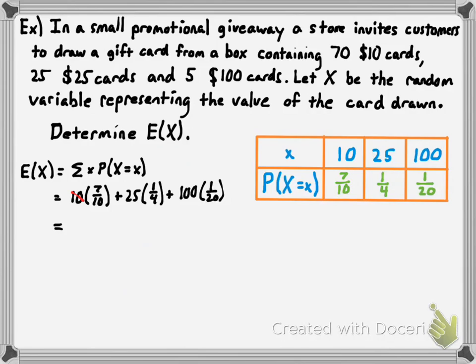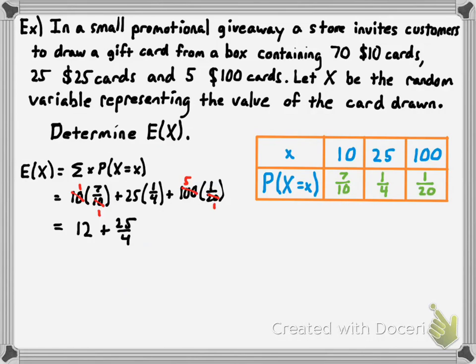Now we can do some canceling in places to make the math a little bit easier. Those 10s will cancel there. Nothing cancels in the second product. The 100 can become a 5. The 20 becomes a 1. So we've got 7 plus 5, or 12, right? From here, that's 7, that's 5. We got 12 plus 25/4.